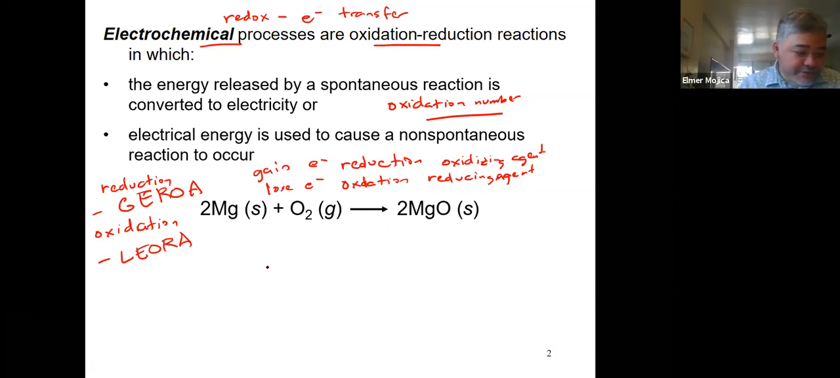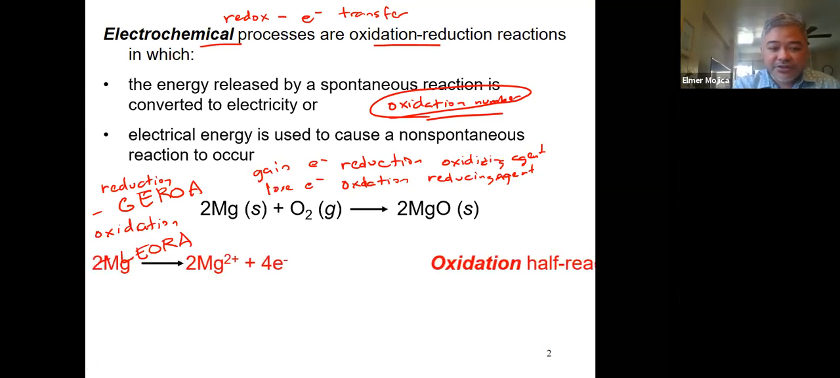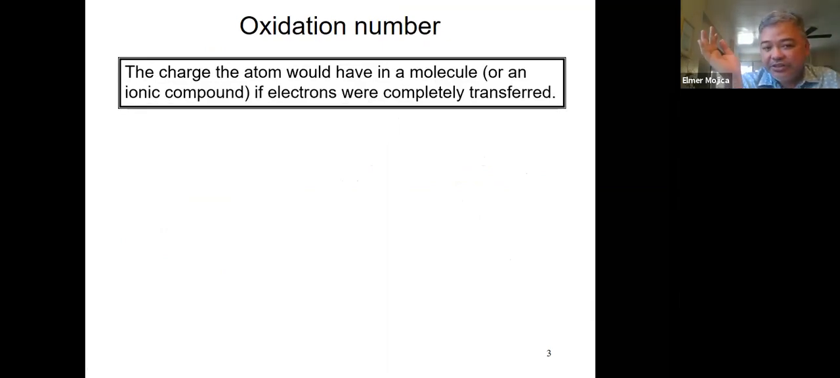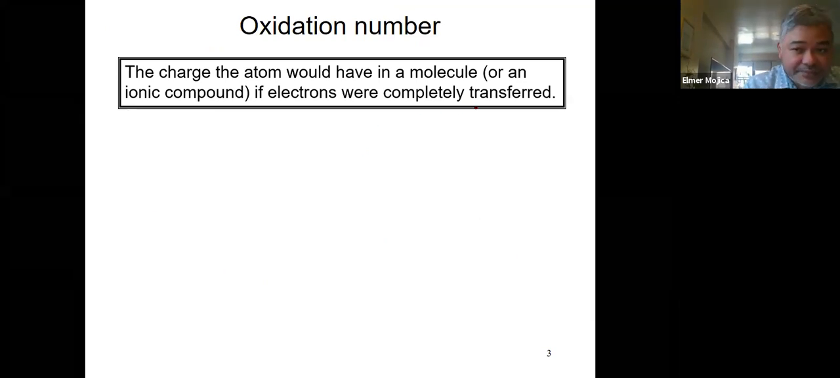Okay. Now, if you have a reaction, the first thing for you to determine is which one is reduced and which one is oxidized. And one way to do that is using the oxidation number, which we're going to review before we answer this one. So what is this so-called oxidation number? The oxidation number is the charge the atom would have in a molecule or an ionic compound if electrons were completely transferred.